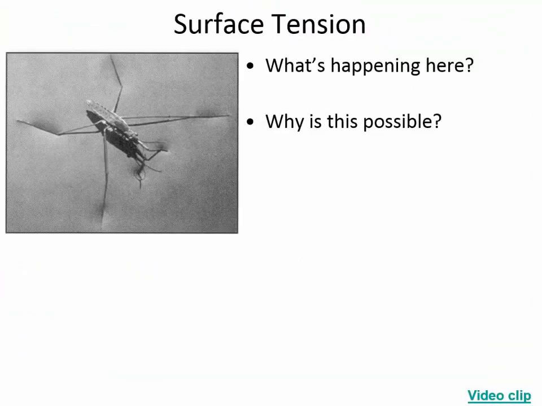All right. So the second thing that we're going to be talking about today is surface tension. So what is happening here? Well, it's a bug walking on water. How is this possible? What are the elements that make it possible for the bug to walk on water, whereas you or I wouldn't be able to do the same thing? How can the bug walk on water?